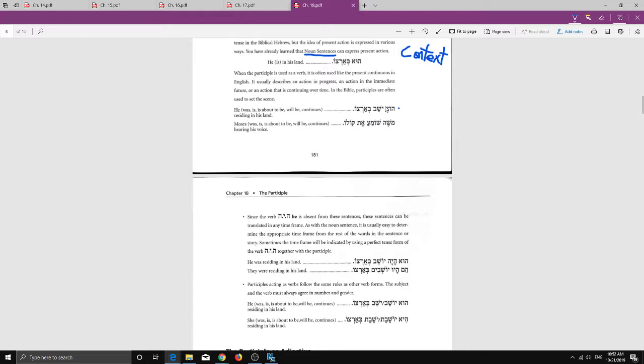And then we also have those other options. He was residing in his land. He will be residing in his land. He continues residing in his land. So those are all options that the author presents to us. Next example, Moshe. Notice again we have that holam being absorbed into the sheen. Moshe shomea et kolo. So Moses is hearing his voice.